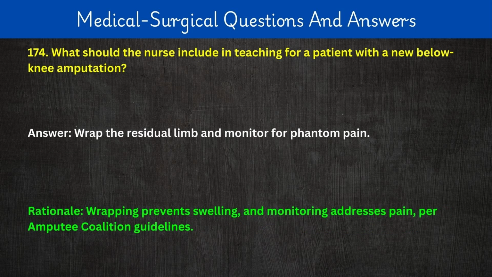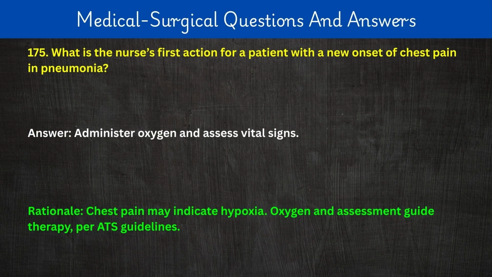174. What should the nurse include in teaching for a patient with a new below-knee amputation? Answer: wrap the residual limb and monitor for phantom pain. Rationale: wrapping prevents swelling and monitoring addresses pain, per Amputee Coalition guidelines.